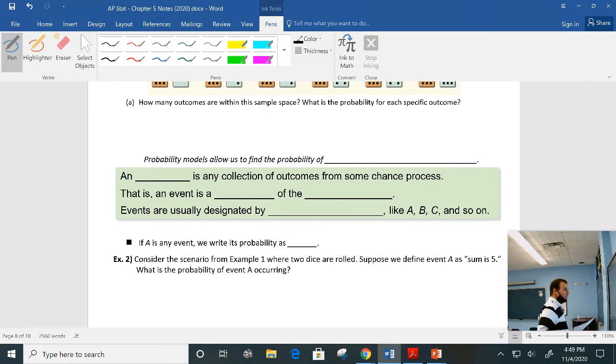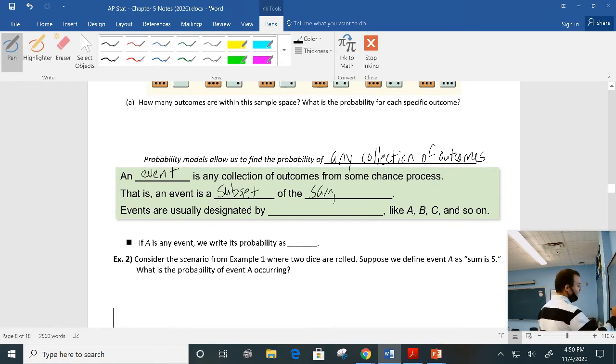Probability models allow us to find the probability of any collection of outcomes. So we might want to know the probability of rolling a 4 or a prime number. An event is any collection of outcomes from some chance process, so your event is a subset of the sample space. And again, this is all vocab, so you have an understanding if you hear any of this. But once you actually find these probabilities, you'll know exactly what you're doing.